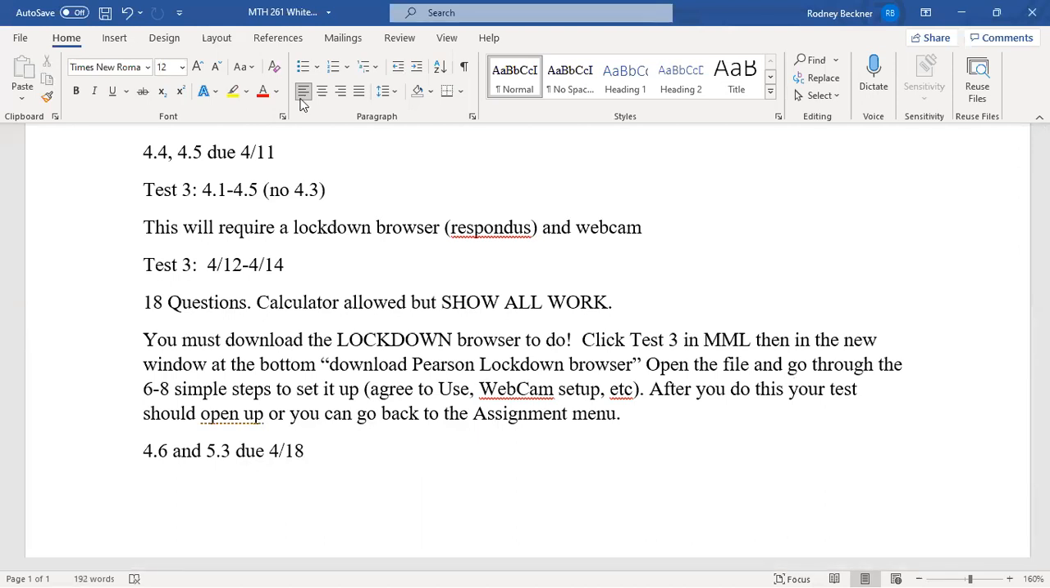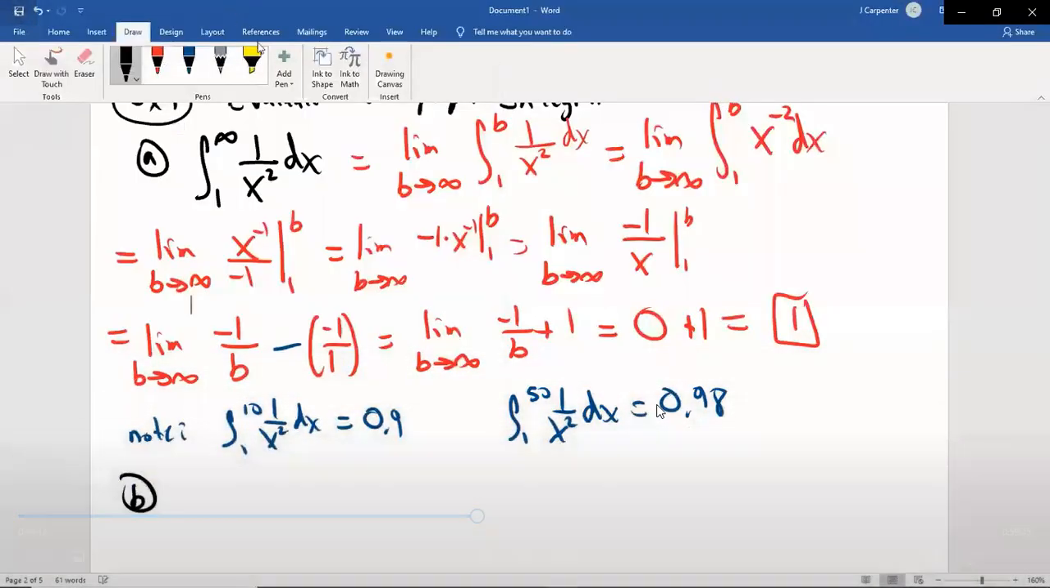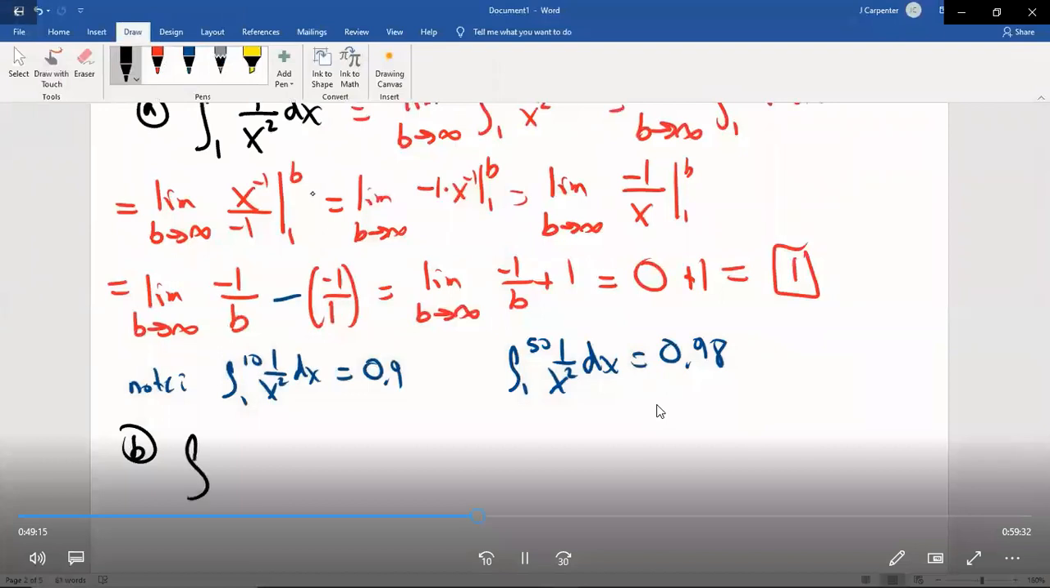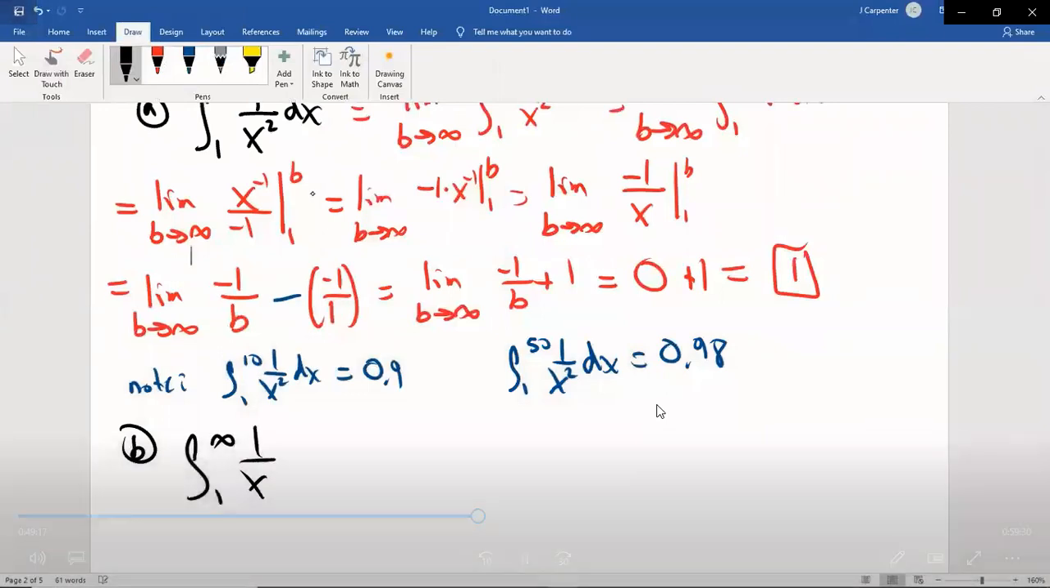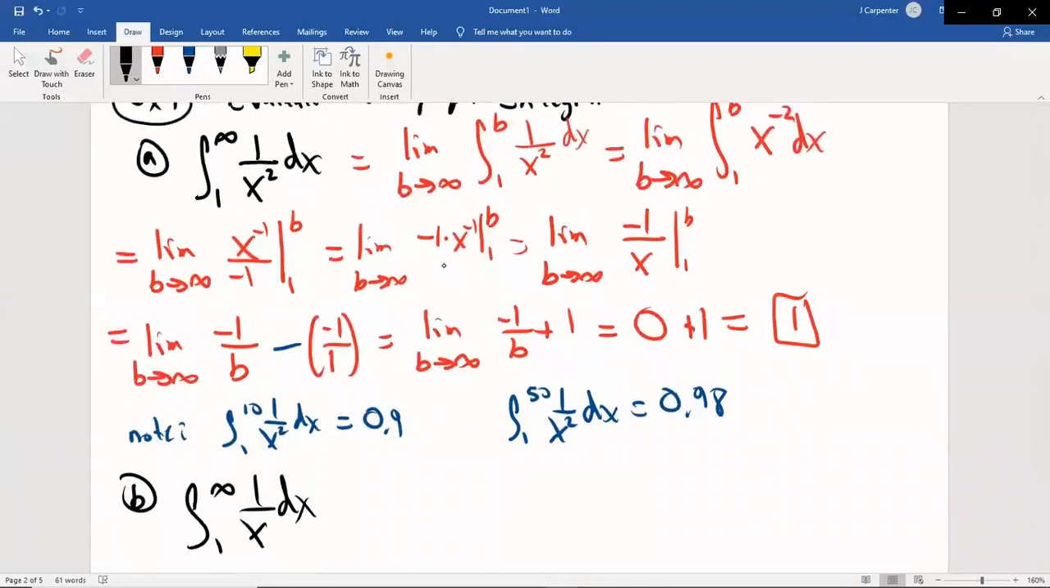All right, back to it. B, we're just going to call it B. The integral from 1 to infinity of 1 over x dx. Now I'm going to go ahead and spoil this, in regards to the previous part. If I did 1 over x cubed, you'd get an answer. If I do 1 over x to the 4th, you're going to get an answer. If I do 1 over x to the 5th, you're going to get an answer. The bigger the exponent in the bottom, the quicker this function goes to 0. The smaller the area will be.